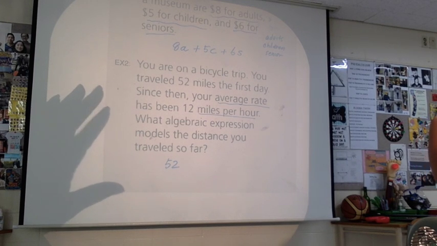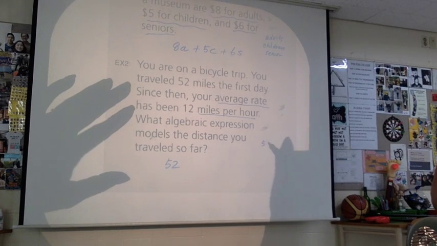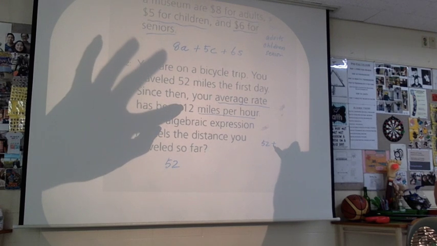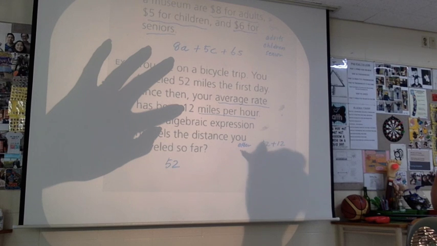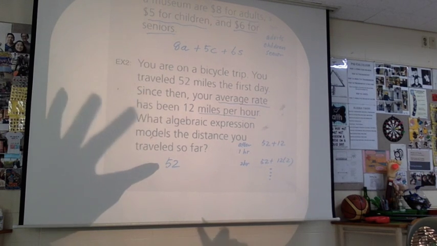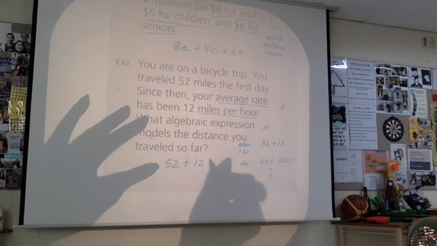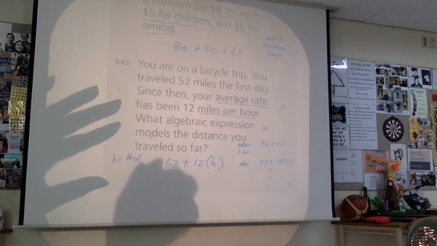Okay? But you're traveling after 1 hour. Think about it. After 1 hour, you're going to do 52 miles plus 12 more miles. That's after 1 hour. But how about after 2 hours then? Isn't it 52 plus 12 times 2? Because every hour you're increasing. So if you follow that model, it's going to be 52 plus 12 miles per hour times H, where H equals number of hours.